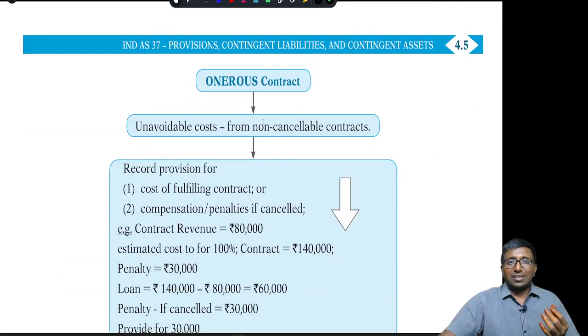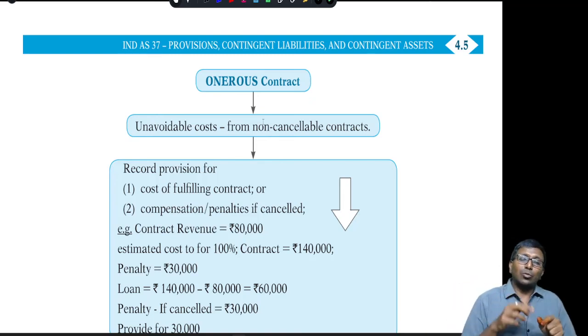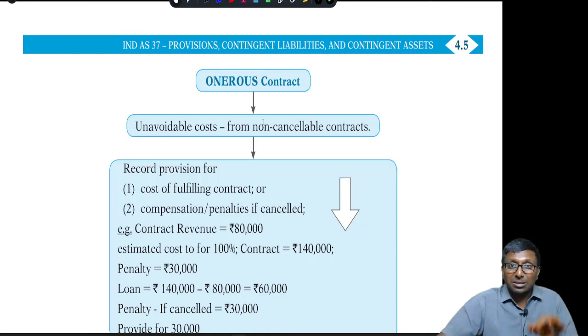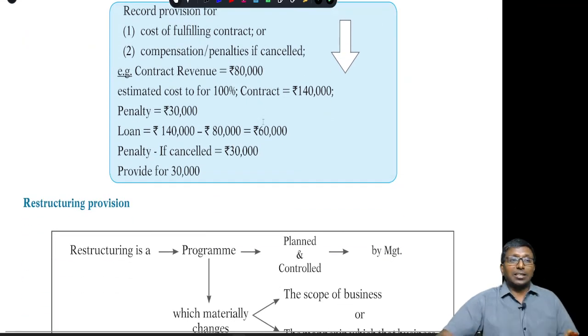Next, onerous contract. Onerous contracts are those with unavoidable cost from non-cancelable contracts. Under this circumstance, consider what the loss is if you continue with the contract, or what the penalty is if you cancel. Whichever is the lower amount, you are supposed to make a provision for it immediately. The reason is that it is non-cancelable, so you are supposed to charge it off. You make a provision, and obviously the debit will be charged to profit and loss immediately.